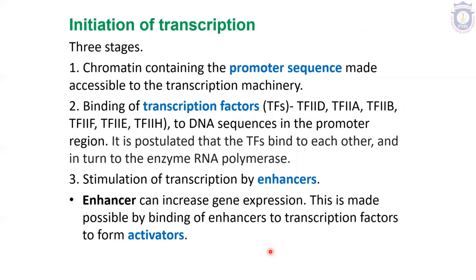For the initiation of transcription, there are 3 stages. First, chromatin containing the promoter sequence is made accessible to the transcription machinery. Second, binding of transcription factors like transcription factor 2D, 2A, 2B, 2F, 2E, and 2H to DNA sequences in the promoter region. It is postulated that the transcription factors bind to each other and in turn to the enzyme RNA polymerase.